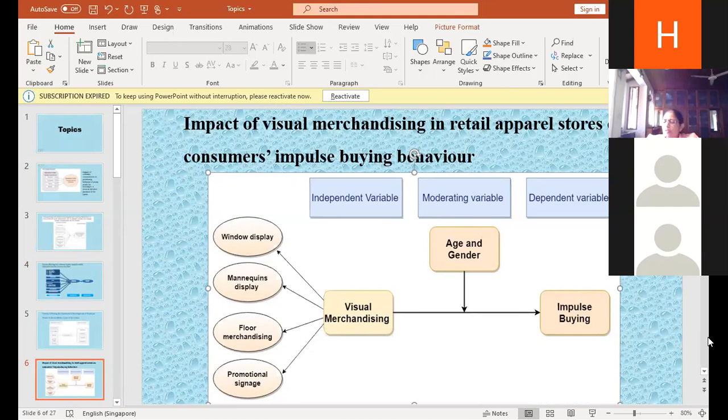Qualitative. Come again? It's qualitative. Why do you say qualitative? It's impulse buying. Who buys? Is it a big population or a small population? It's a big population, madam. So are you having a small sample or a large sample? It should consist of a fairly large sample.